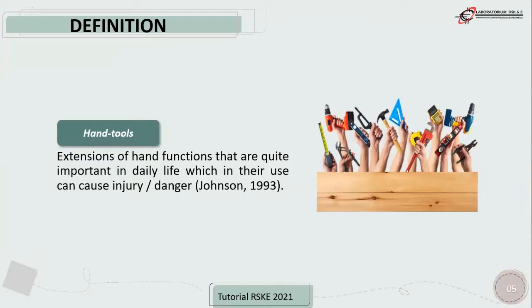Okay, there are some definitions of anthropometry and Handel's. Handel's is a part of anthropometry because it relates to the measurement of the human body as well. Handel's can be defined as the extension of hand function that is quite important in daily life, which in its use can cause injury or danger, based on Johnson 1993.